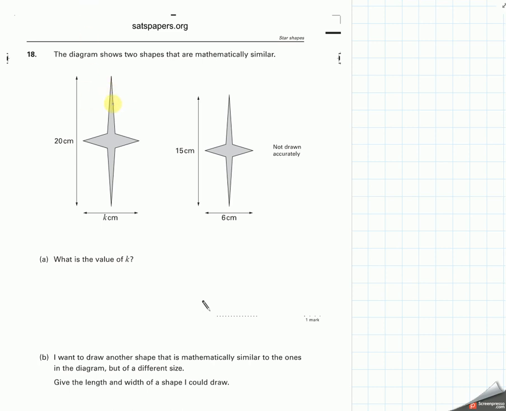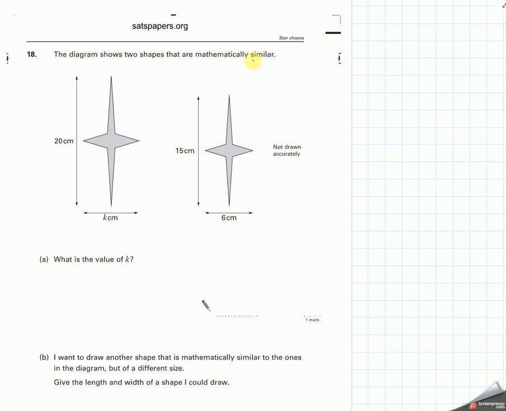Okay, these are the questions left over for the 6 to 8 paper that I haven't covered on the 5 to 7 before it. This is question 18 onwards. So the first one is a question where it says the diagram shows two shapes that are mathematically similar.